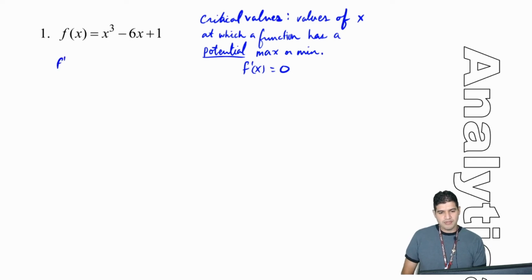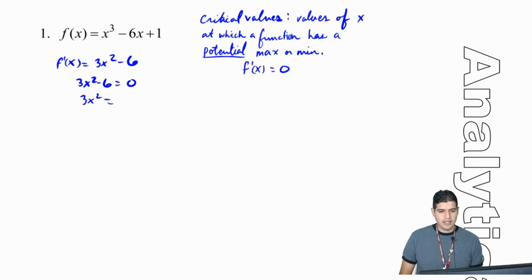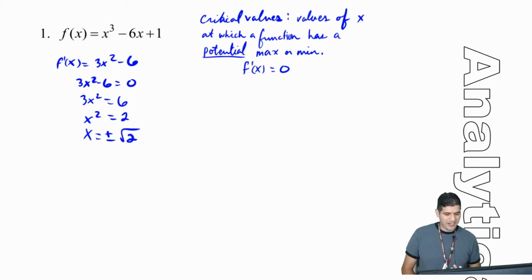So f prime of x is going to be 3x squared minus 6. And so I want to take that and set that equal to 0. So 3x squared equals 6. Divide that by 3, so x squared equals 2, and then find the square root. So x equals the positive or negative square root of 2, which is like 1.4 or something close to that.